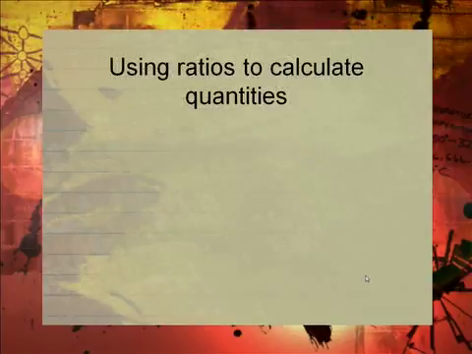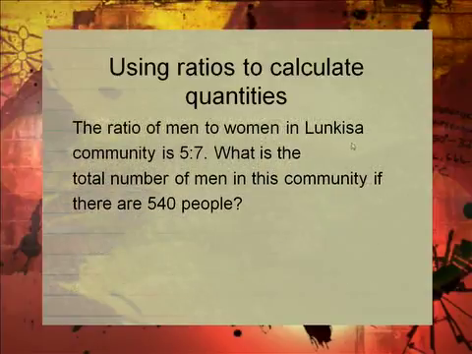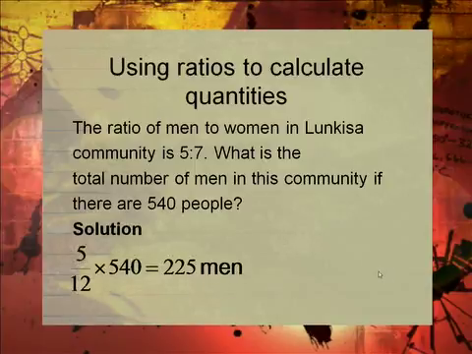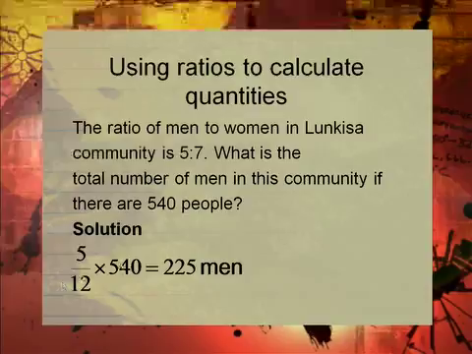Okay, using ratios to calculate quantities. Let's see. The ratio of men to women in Lungisa community is 5:7. What is the total number of men in this community, if there are 540 people? What do we do, guys? Men is 5 here. So we say 5 over 12. We add in the ratio for the denominator there. We go 5 for men over 12 multiplied by the total number of people. This will be 225 men.